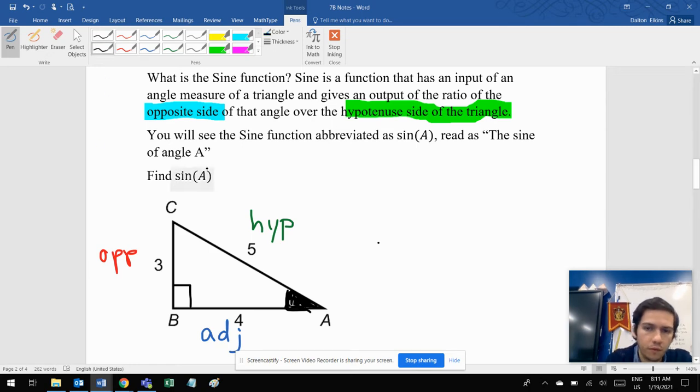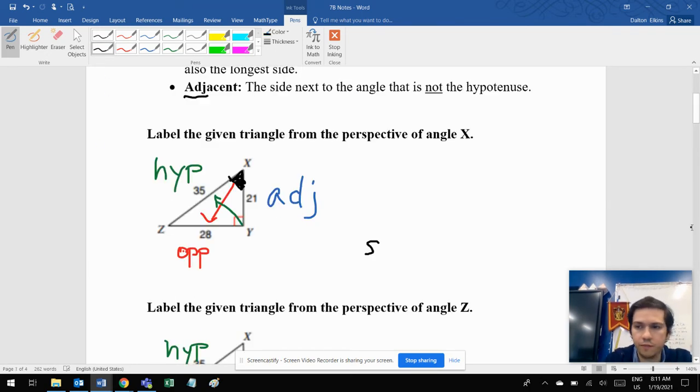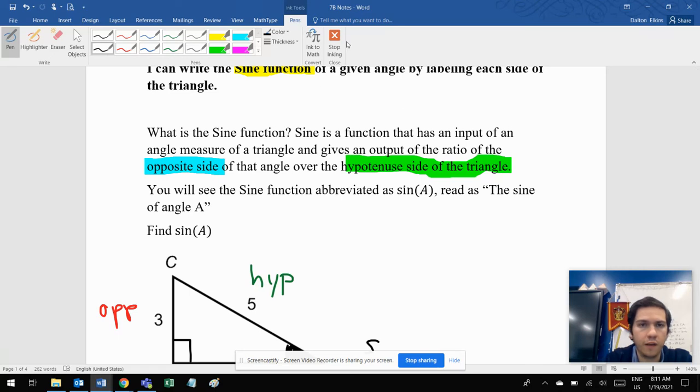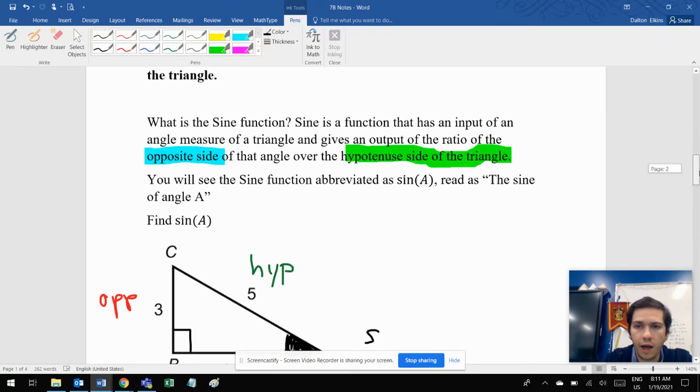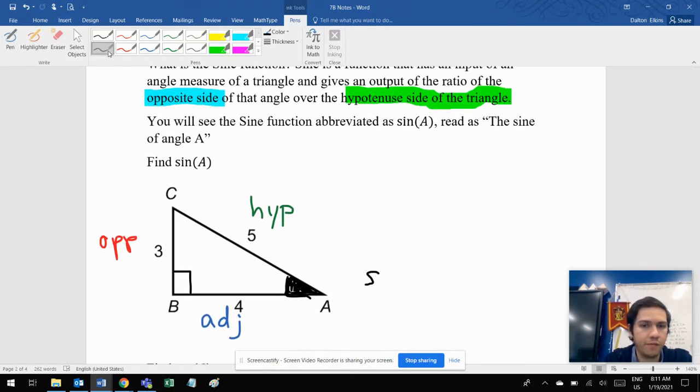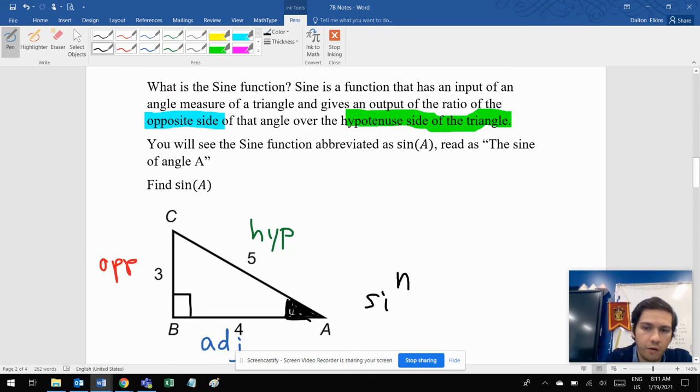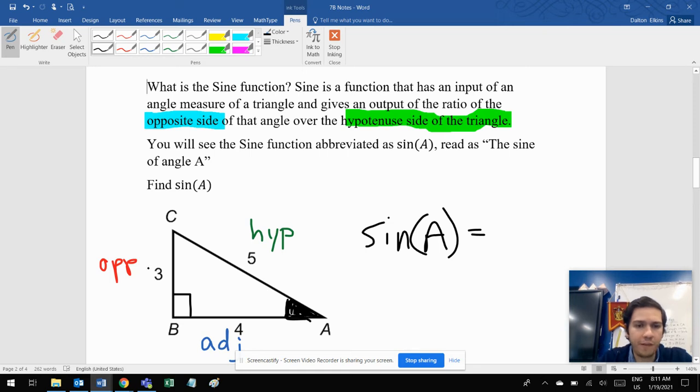Okay. So when I look for the sine of angle A, I need to know the opposite side and I need to know the hypotenuse. Okay. The opposite side is 3. So we care about this side. And the hypotenuse is 5.